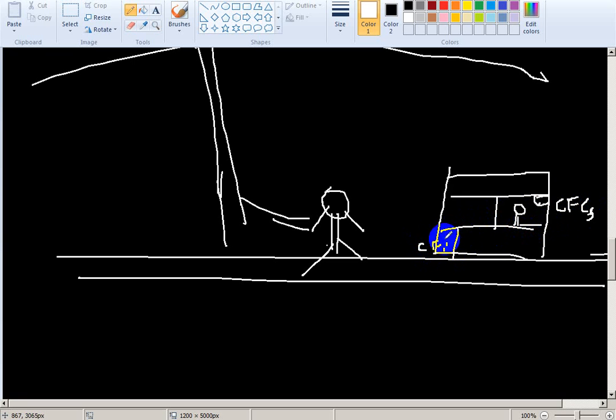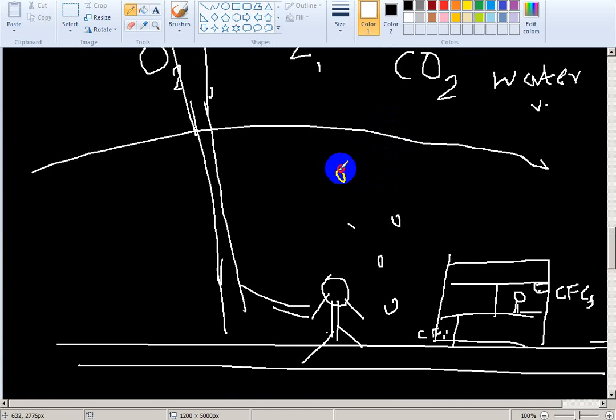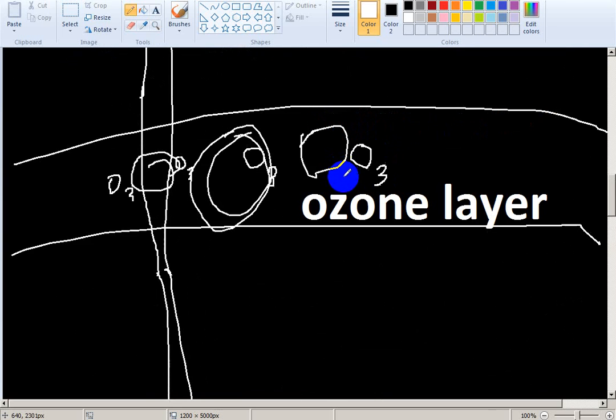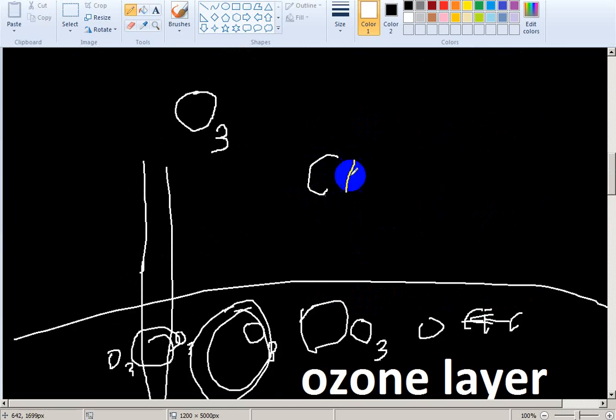This chlorofluorocarbon gas does not break down in the troposphere. It moves to the top. When it comes to the ozone layer, it breaks down. CFC breaks down in the ozone layer, so the ozone layer breaks down.